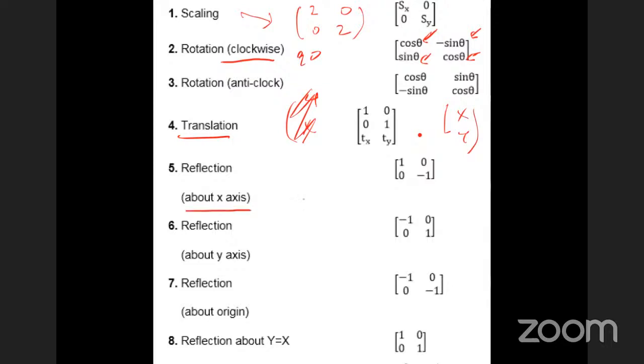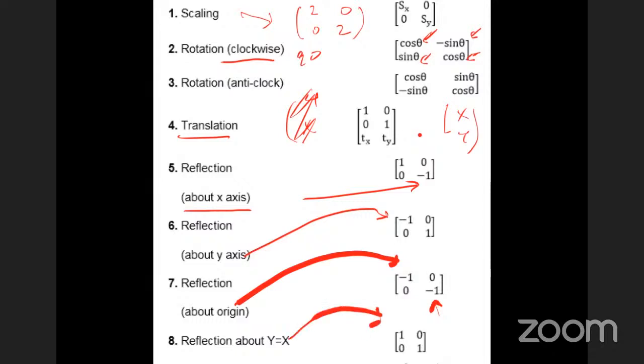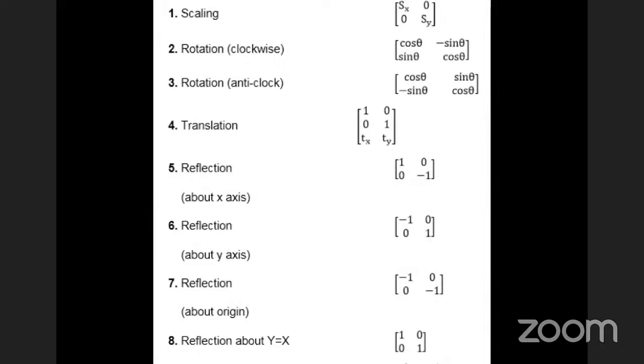Reflection in the X-axis, minus here. Reflection in the Y, minus here. Reflection about the origin, minus sign here and here. Reflection about XY, that's the matrix here. All right? So you can't escape without knowing them, right? Just do me a favor now. Screenshot them or write them down. Anyone you want.